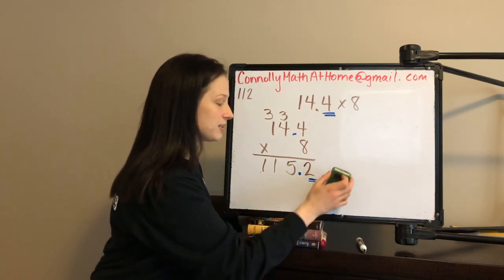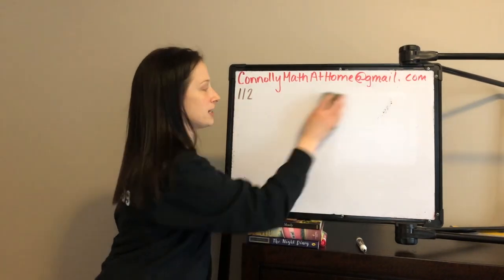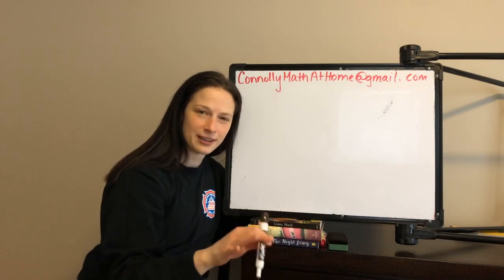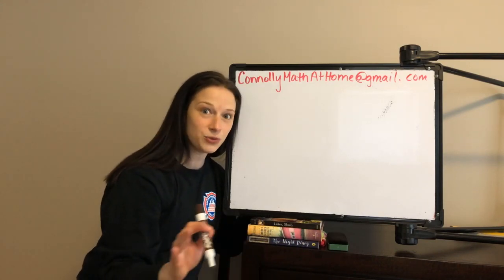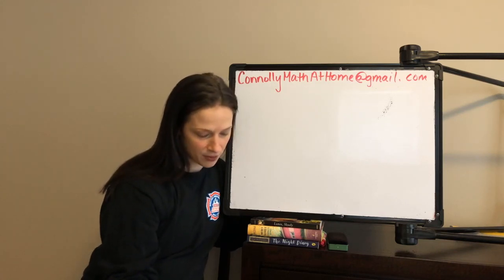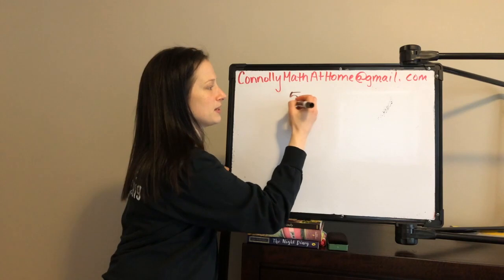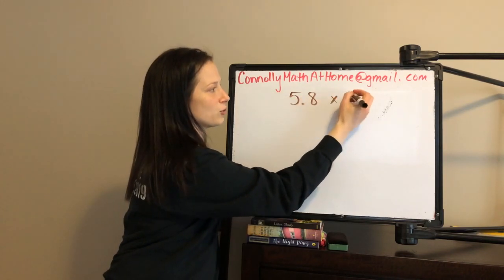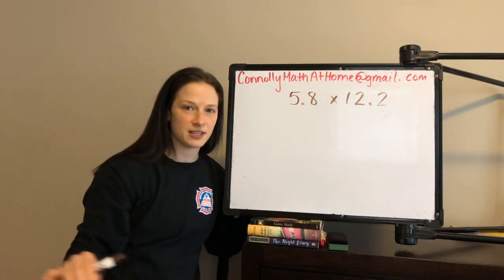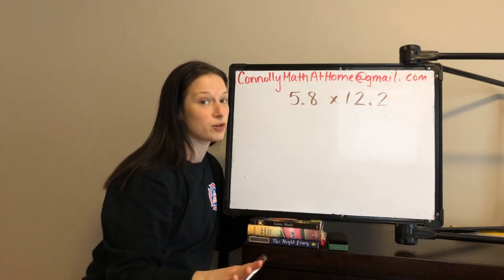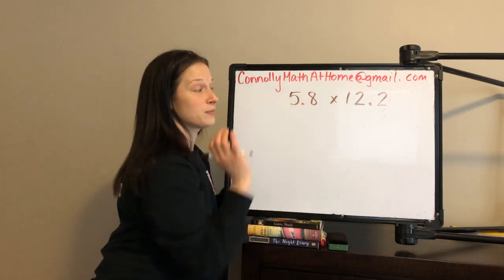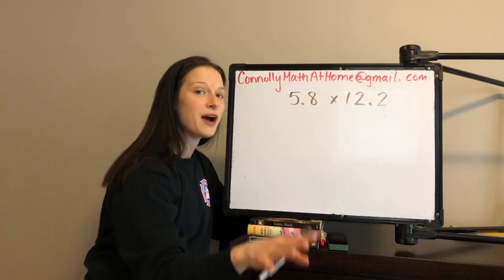Okay? Just like I was saying, this is one strategy. If you like the understanding, you like the estimating, you like thinking about how much smaller each factor is getting, do that. But I'm giving you another tool in your math tool belt, okay? So this time we're going to be thinking about 5 and 8 tenths groups of 12 and 2 tenths, okay? Just because I've done so many decimal videos, I'm not giving you story problem context, but you should always be thinking about that.